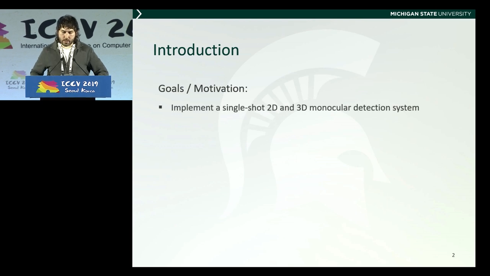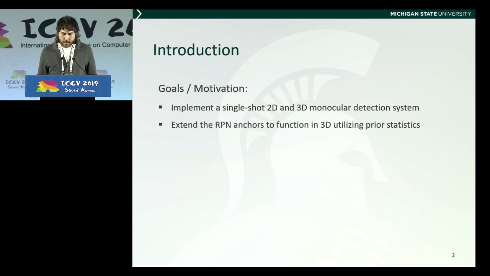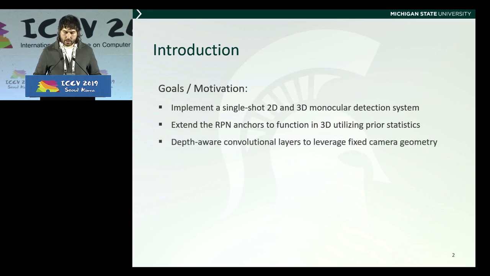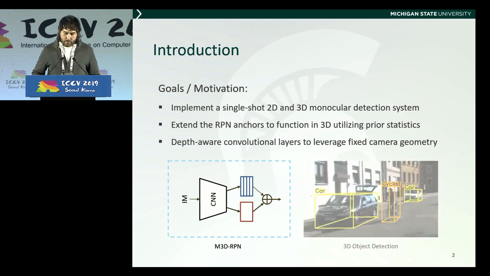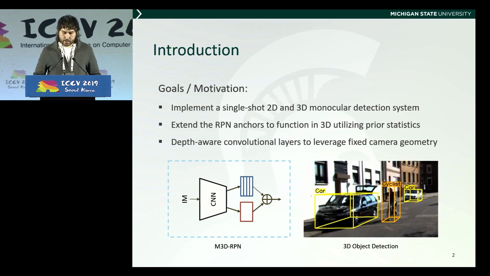So the goal of this work is to implement a single network to perform 2D and 3D binocular object detection. We do so by extending the typical anchors to function in 3D, utilizing strong prior statistics. We also introduce depth-aware convolution layers in order to leverage the fixed camera geometry, as depicted here in blue. In consequence, we directly predict 3D proposals.